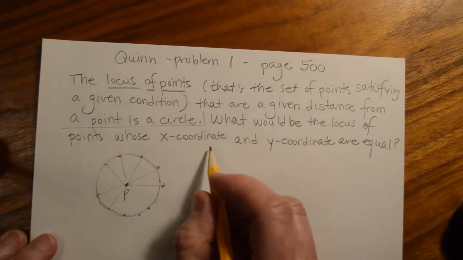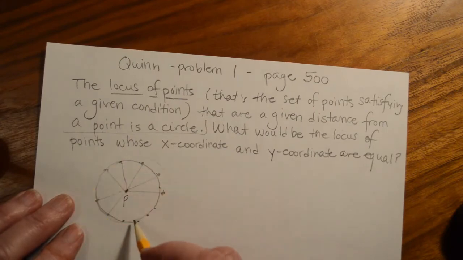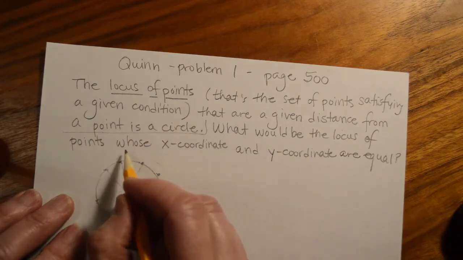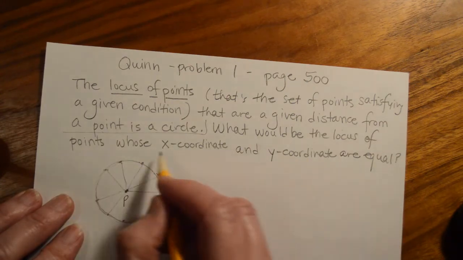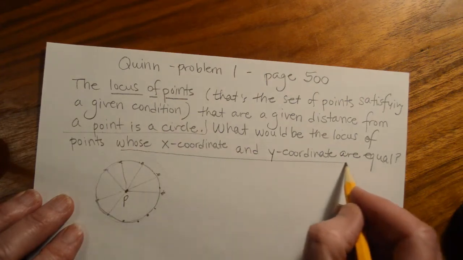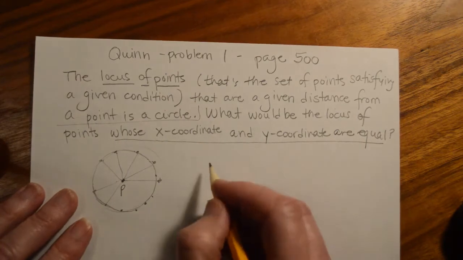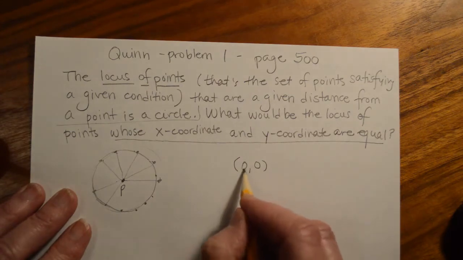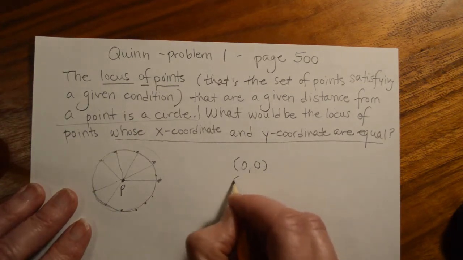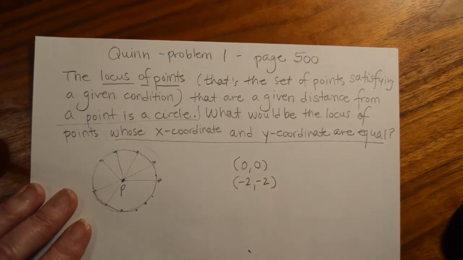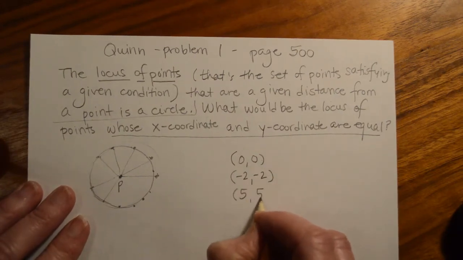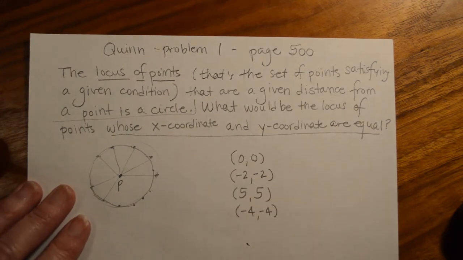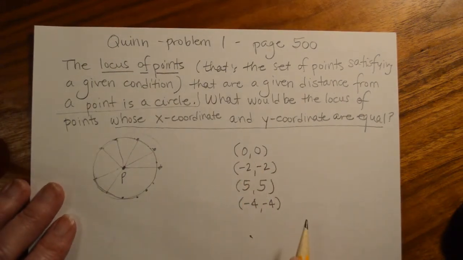So now he's asking you to take that example that he feels is probably somewhat familiar to you, and ask you to do it again with a different condition. So he's saying, find the locus of points, and here's the condition. Your x and y coordinate have to be equal. All right, so let's think of points where their x and y coordinate are equal. So 0, 0. X is 0, y is 0. 0 equals 0. Let's do -2, -2. And 5 and 5. And -4 and -4. You don't have to stick with whole numbers. You can do fractions or decimals, but the x and the y coordinates have to be the same.